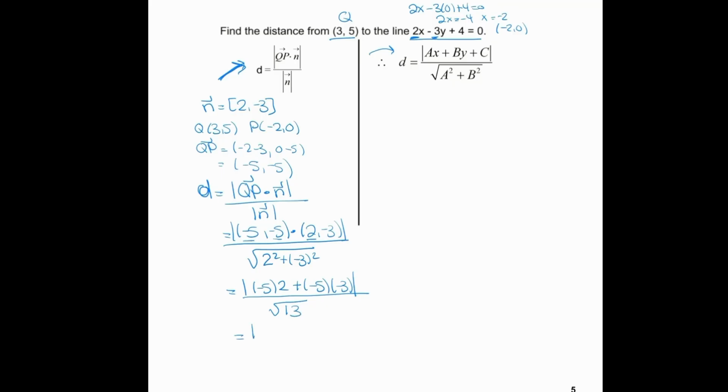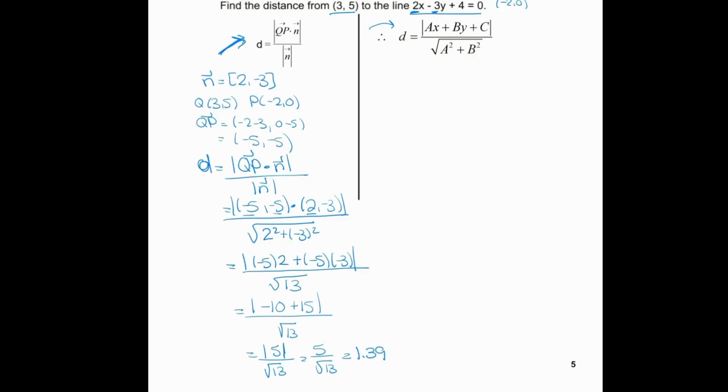So if I do all of this, I end up with -5 times 2 is -10, plus 15 there, all over root 13. And that gives me a magnitude or absolute value of 5 all over root 13. So we have 5 over root 13. No need to rationalize because we really just want to get a value, and 5 divided by root 13 is 1.39. Now that's not an exact value, but that's really how we're going to compare.